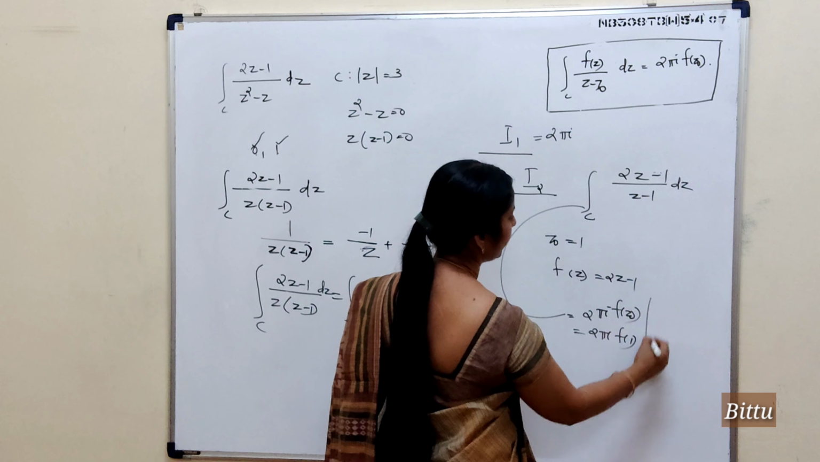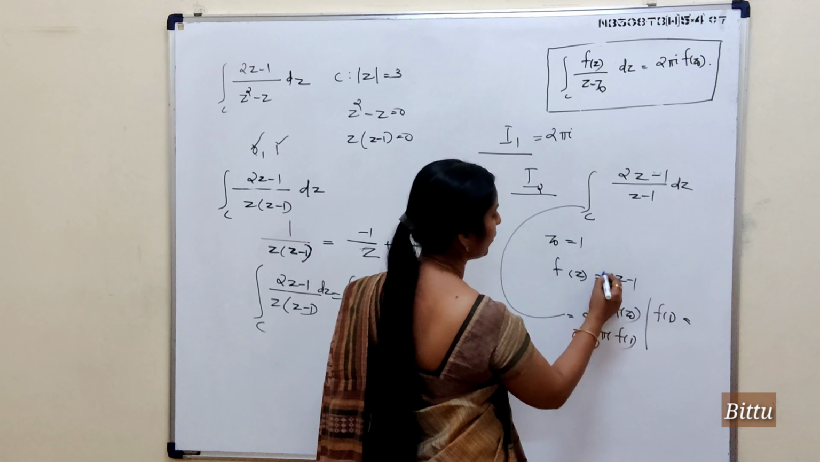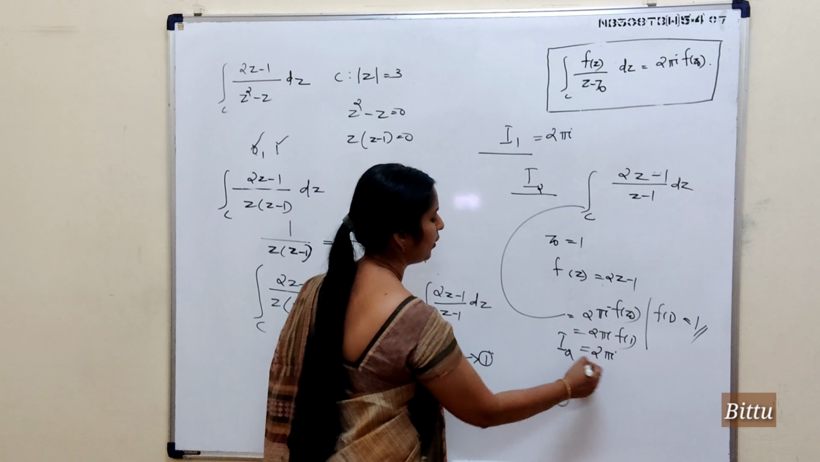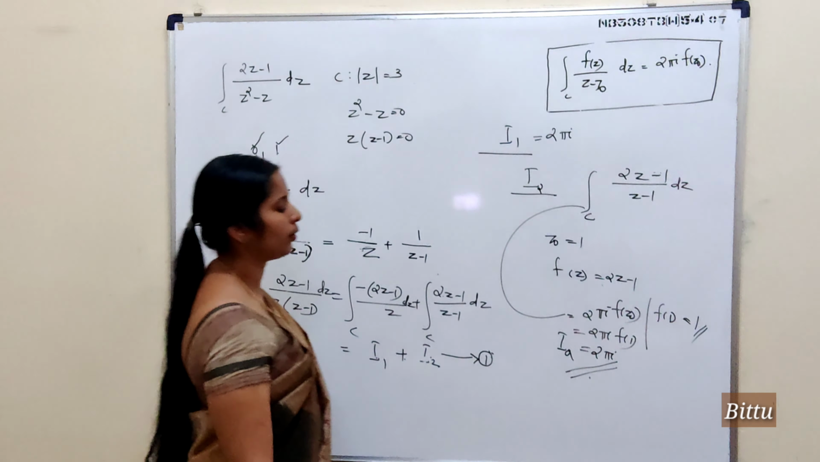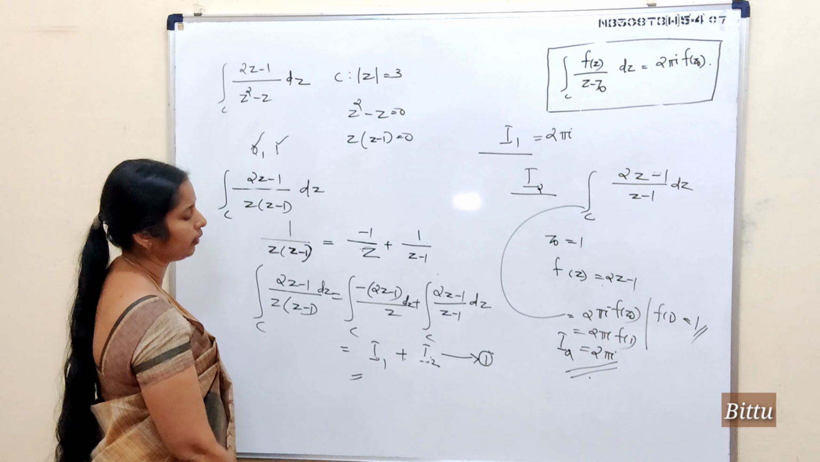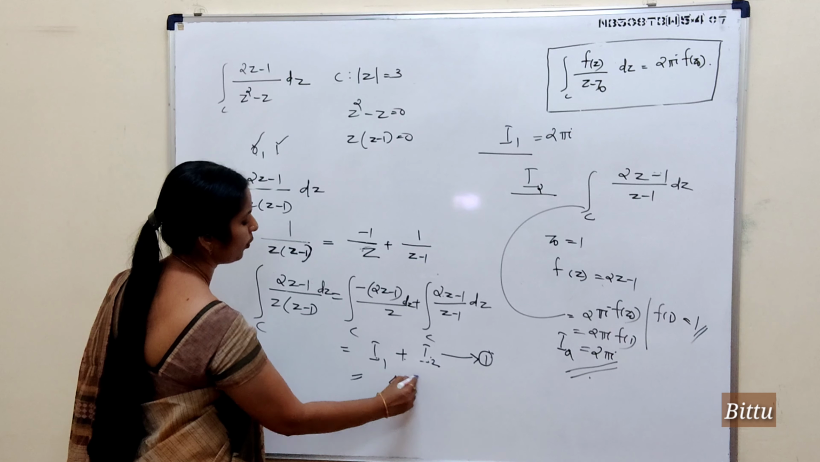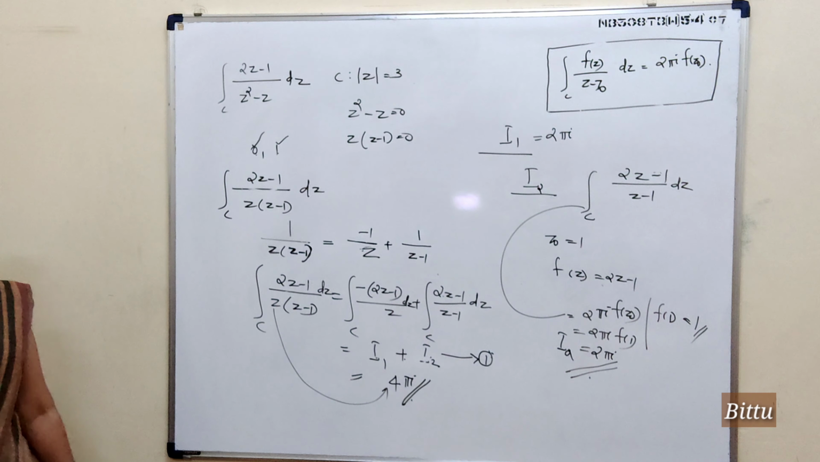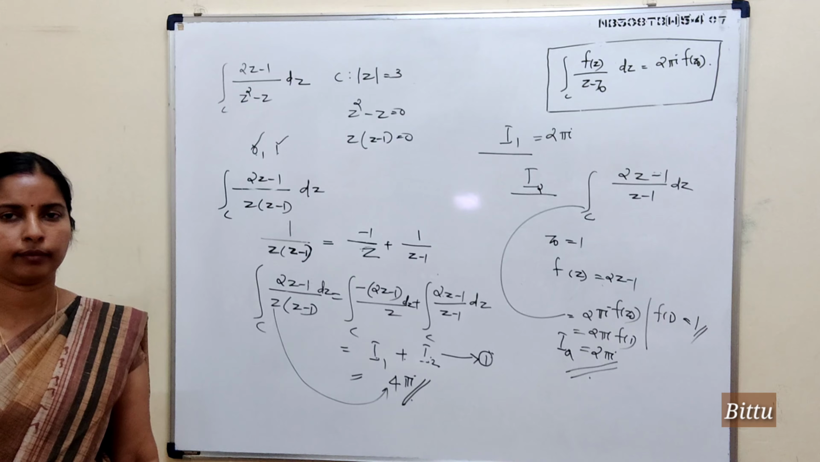What is f(1)? f(1) is, here you put z equal to 1. You can see it is 1. So the answer is 2 pi i. So we have I2 is also 2 pi i. You put I1, I2 in this equation number 1. So the answer is 4 pi i. So the value of the given integral is 4 pi i.